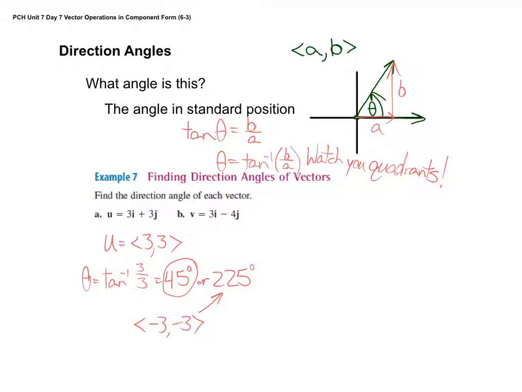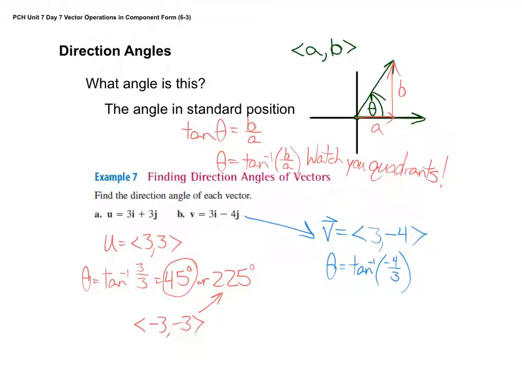So, think about part B over here. We have the vector 3, negative 4. Which quadrant is that going to point us towards? The bottom right, the fourth quadrant. We're going to the right and down here. Cosine's positive, sine and tangent are negative. So we're using tangent here. So theta is the inverse tangent of negative 4/3.